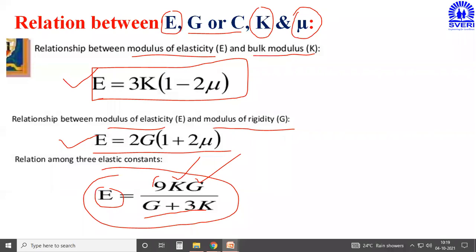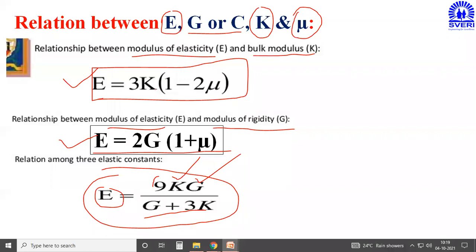All these relations should be at your tip of tongue. This mu is another constant parameter, but here we have to focus on E, G and K. So these are the three relations we have to use for our further calculations.